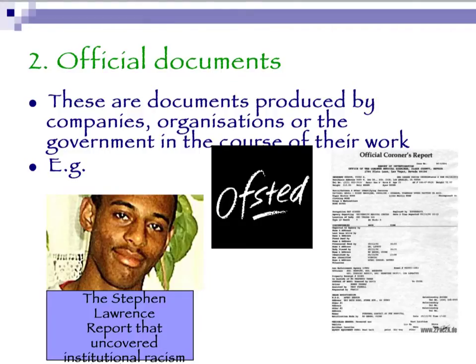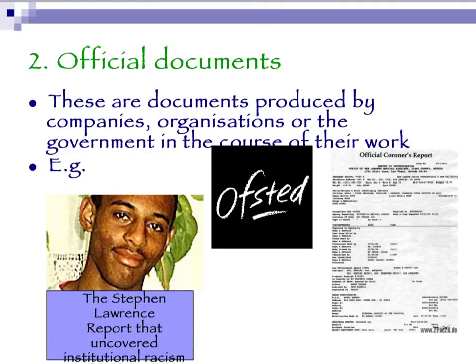Things like official coroner's reports you have here on the right-hand side. A coroner is someone whose job it is to determine how someone died. So not in the sense of what they call a pathologist, who might look at a dead body and actually look for the cause. A coroner will weigh up all of the evidence placed in front of them and decide whether someone committed suicide or whether someone died by accident.